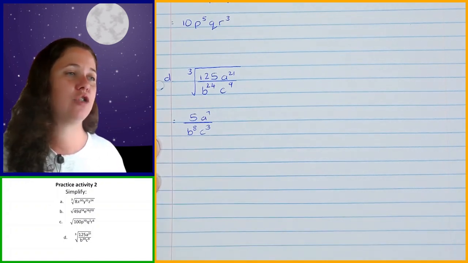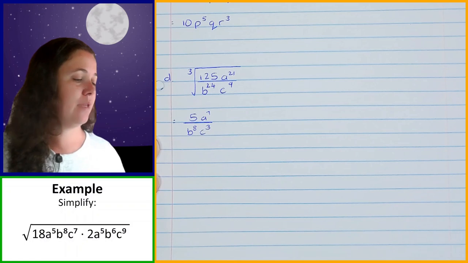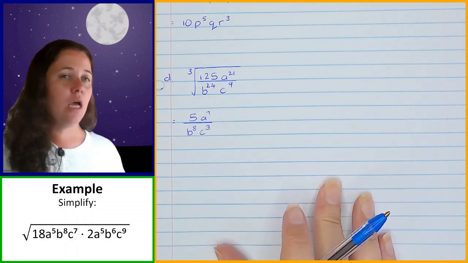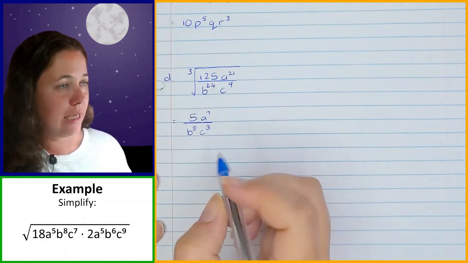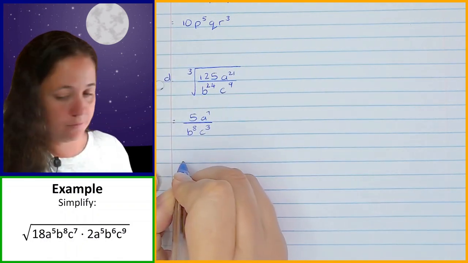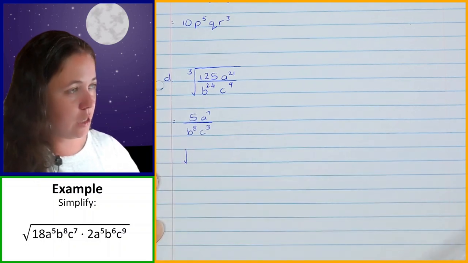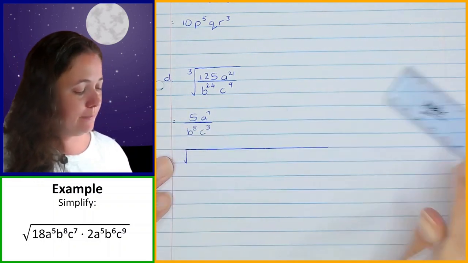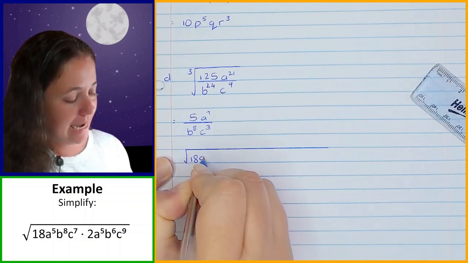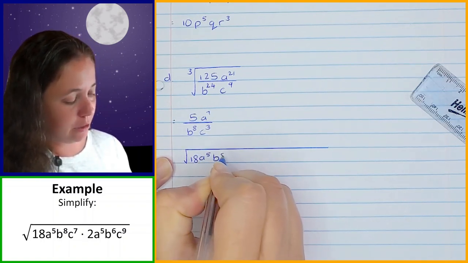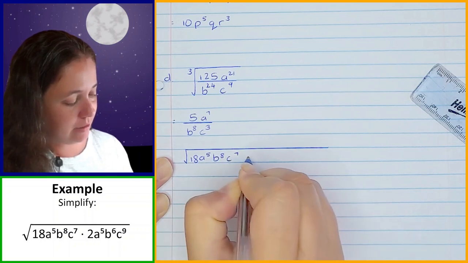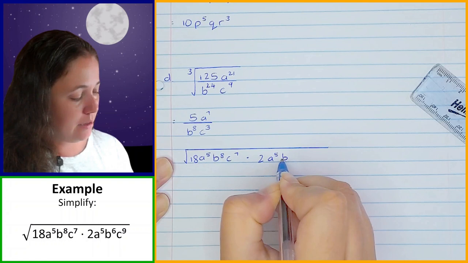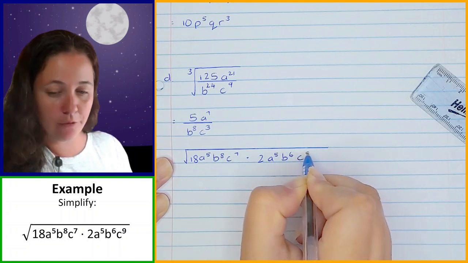Right, so now let's go on to our next example. So in this example, we have got the square root of 18. This is quite a big one. A to the power of 5, b to the power of 8, c to the power of 7, times 2, a to the power of 5, b to the power of 6, c to the power of 9.